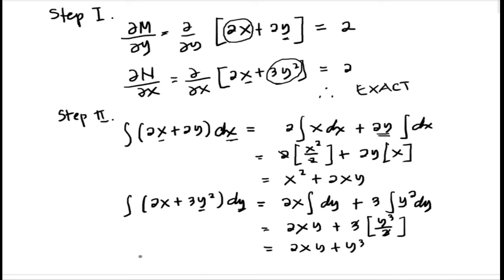For our answer, we're going to copy the integral of our m, that is x squared plus 2xy. Then copy also the integral for n, but do not copy what is repeated. So 2xy here, as noticed, is repeated. I'm not going to include that one. And then I'm going to write the y cubed. Then equate that one to a constant. So this is our answer.